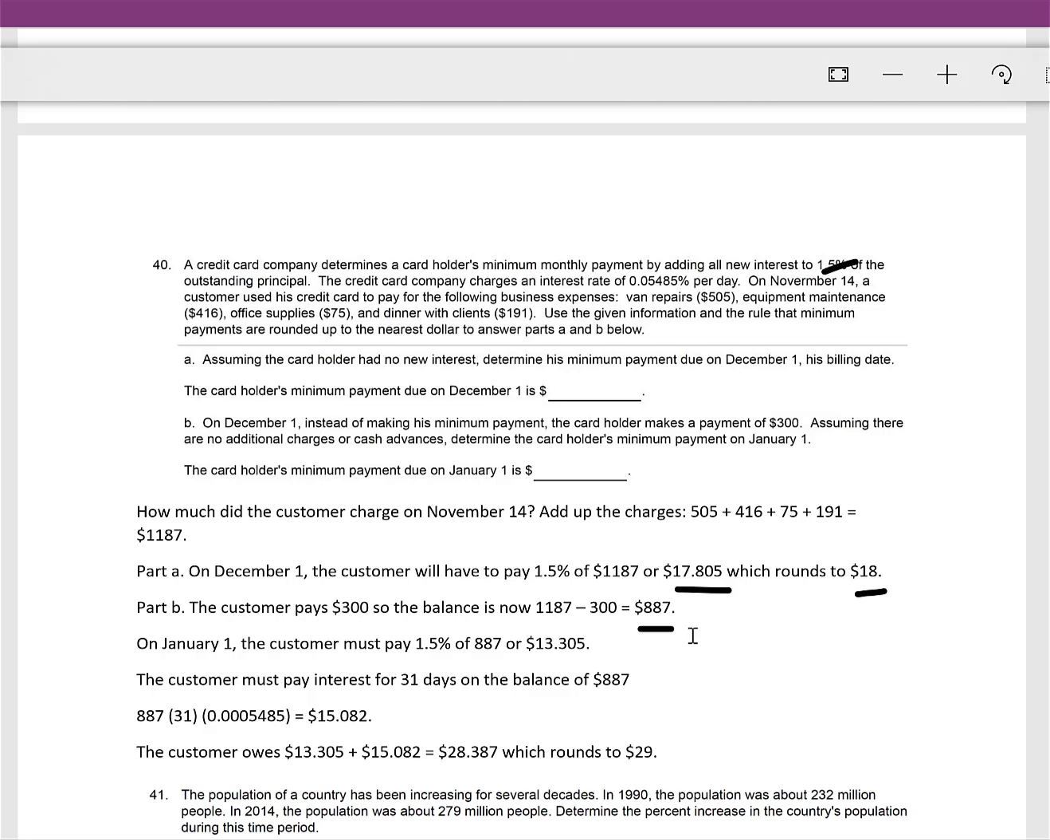So on January 1st, first thing you have to do is pay the minimum, 1.5% of that. And then you also have to pay interest on that balance for 31 days in December, which comes out to down here. Add the minimum, the 1.5% plus the interest, you get $2830.387, which rounds up to $29.